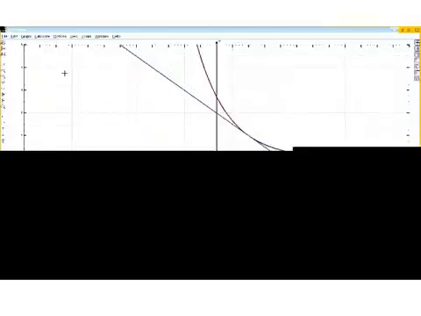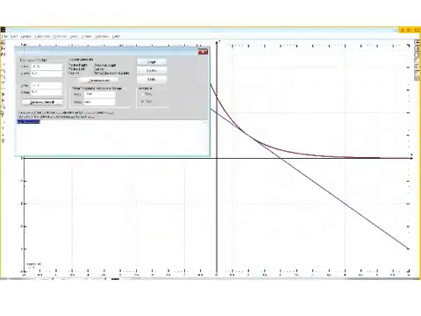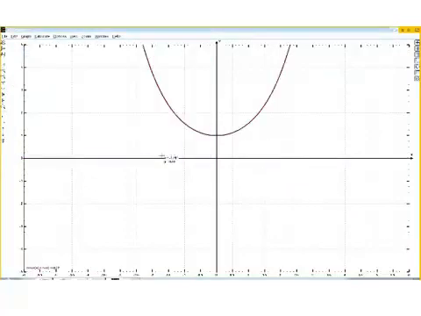So let's go to the graphing program. And the function is the exponential of x plus the exponential of negative x, divided by 2. And we graph that. So there it is. That's what it looks like.